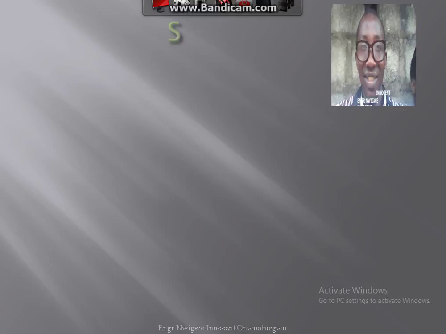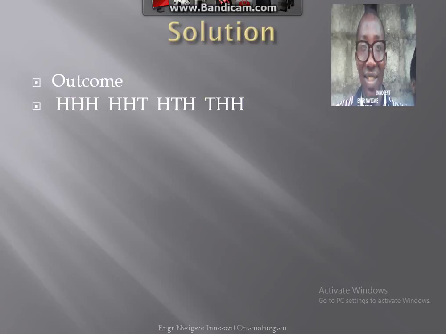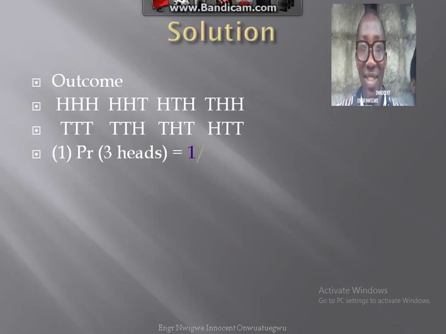Solution. Outcomes: we have head head head, head head tail, head tail head, tail head head, then tail tail tail, tail tail head, tail head tail, head tail tail. 1. Probability of 3 heads. 3 heads appear in 1 outcome, which is head head head, so we have 1 possible outcome over the total number of outcomes, which is 1 over 8.